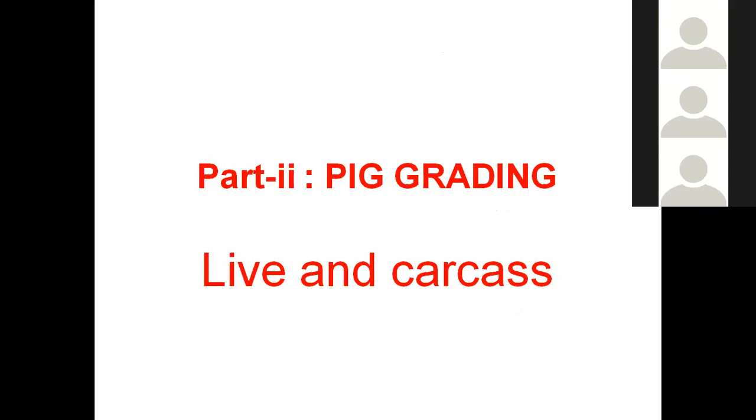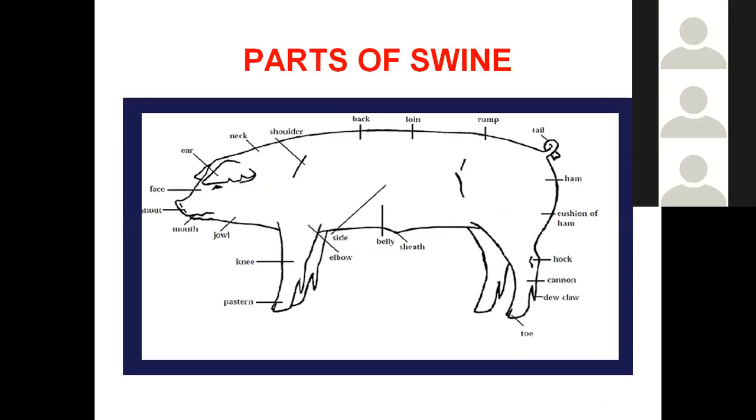Talking about how to grade the live animal and the carcass. First, you should be familiar with certain areas. That is the ham region. I hope all of you know the ham region. The cushion of the ham, as we've seen in the case of cattle, this region you have to see. Ham region and the cushion. Then the rump region, and the loin region. Loin region you have to see.